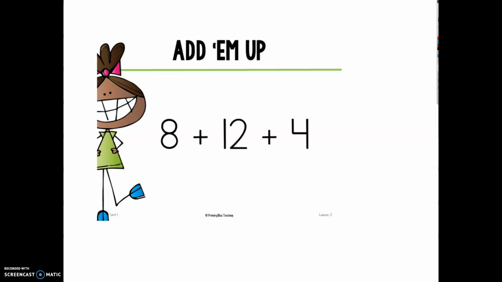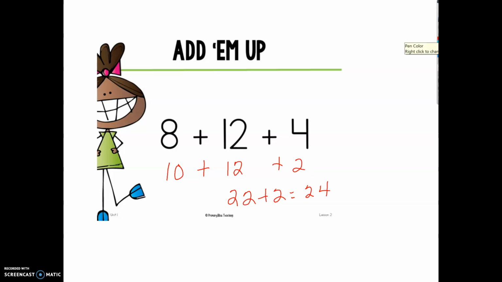Well, I could make a 10. If I would take 2 from that 4 and give it to that 8, that would be a 10. So then that would be 10 plus 12 plus 2. And then I would think that 10 plus 12 is 22, plus 2 would be 24. So that's one way that I could think of doing it.